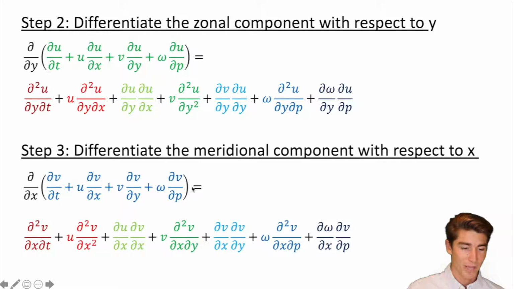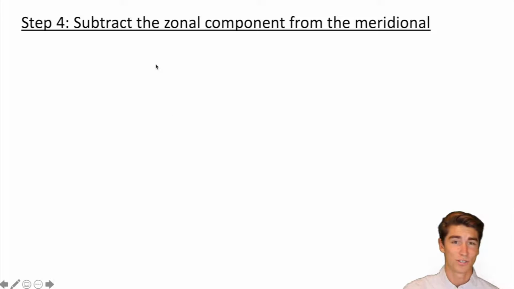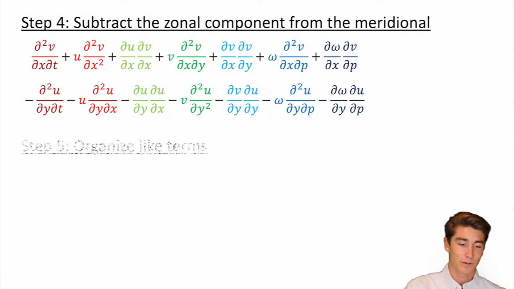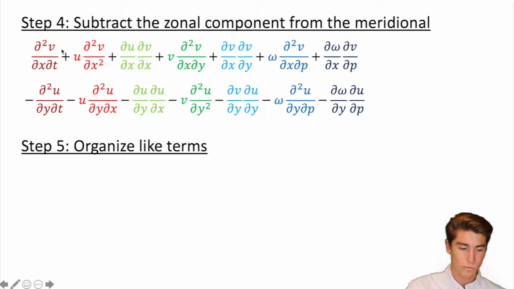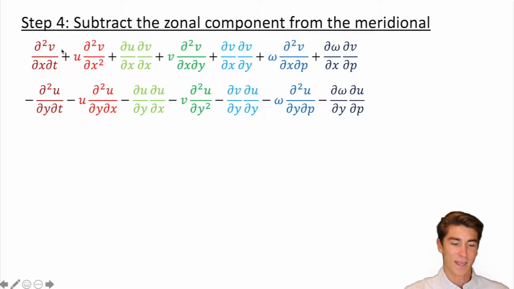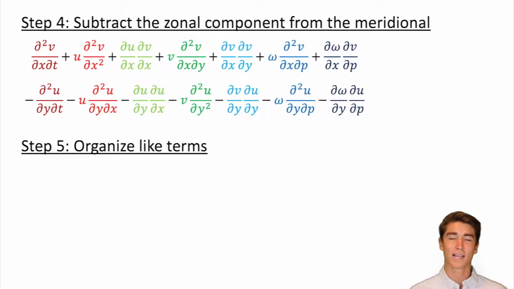Now that that's out of the way, we are going to subtract the zonal component from the meridional. So here you see the meridional component, you got a little sneak peek of step 5. And we are going to subtract the zonal component. So basically all those terms just become negative. And in step 5, we're going to organize like terms.